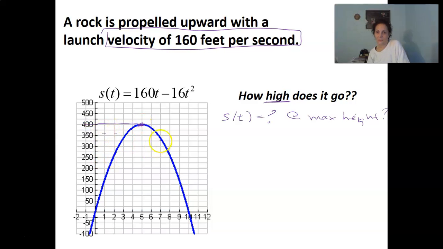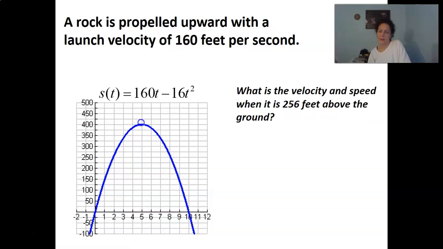So from this graph we can see that at 5 seconds, it hits a maximum height of 400 feet. But let's find that out using calculus, shall we? All I need to do is figure out when my position is at maximum height. Well, to get maximum height, I know two things about this point right here. It happens halfway through, and it happens when velocity is equal to 0.